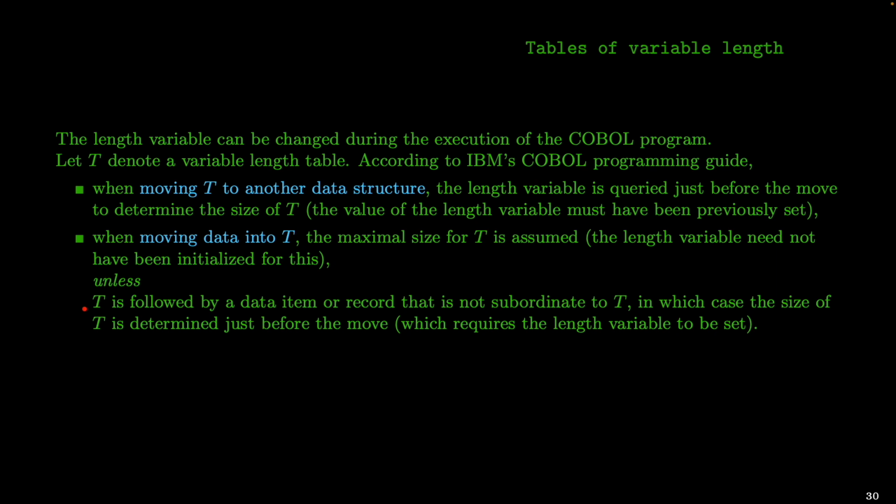T is followed by a data item or record that is not subordinate to t. For example, if t itself is part of a record, and then that record contains more data items following t. In that case, the size of t is determined just before the move, which would again require the length variable to be set. Now, this is all a bit murky from the programmer's point of view, so it depends on how the compiler does the memory management for your variable length tables and how this is all handled.